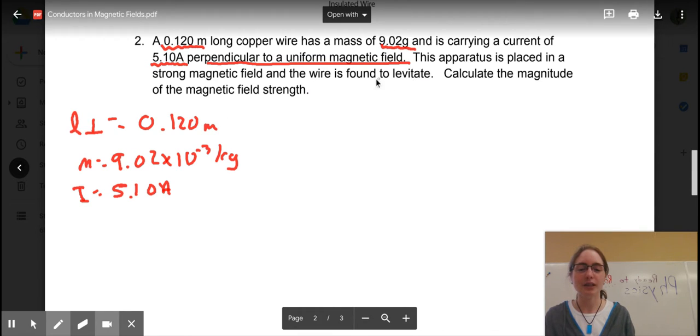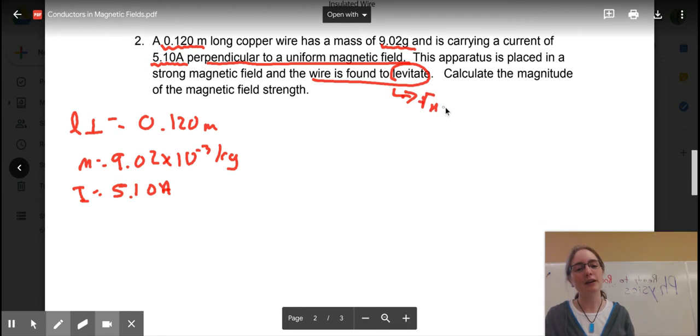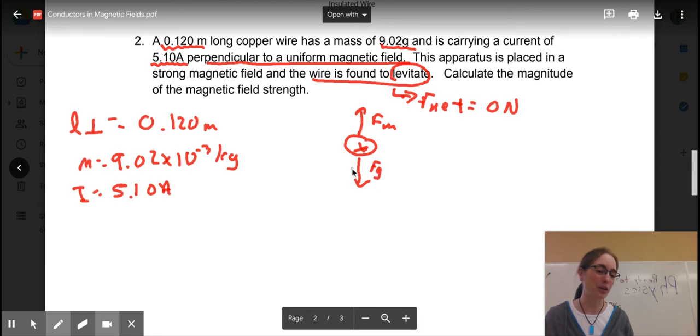And this is placed in a strong magnetic field and the wire is found to levitate. Now, ladies and gentlemen, if we are going to be having a levitating wire, that means we're floating. If we're floating, that means we are going to have an F net on the vertical of 0 newtons. So when we're looking at our wire, let's make our wire going into the plane of the page. So that would mean our magnetic force and our FG are going to equal each other.